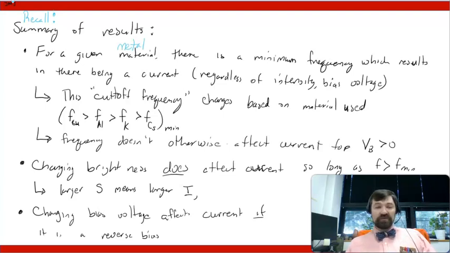Finally, you can change out the bias voltage, and essentially what this does is it affects the current if you have a reverse bias. As long as you have a forward bias, the current more or less stays constant and is determined by the light intensity. But if you do a reverse bias, then changing the bias voltage does affect the current, and there is a reverse voltage above which you don't get any current anymore for a given light, and that value is determined actually by the frequency of the light.